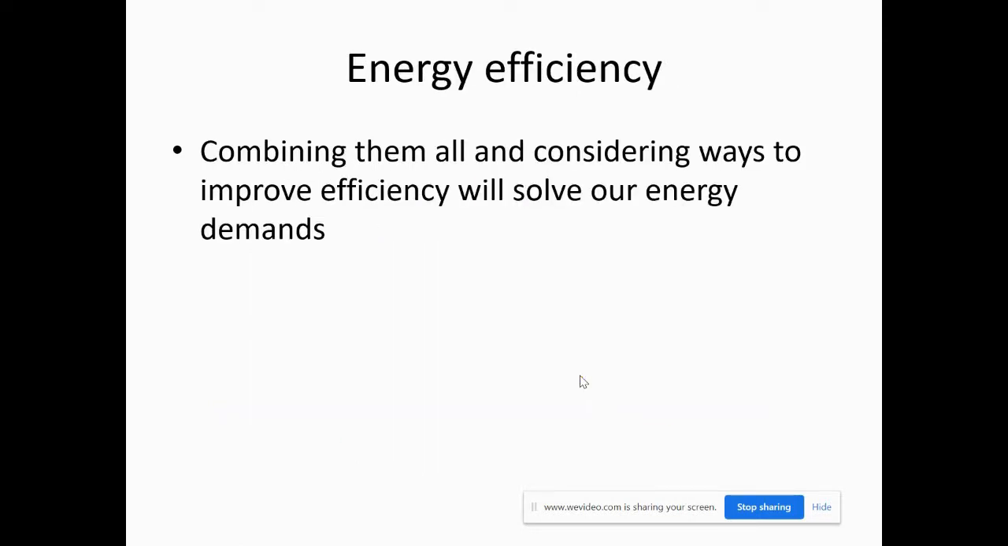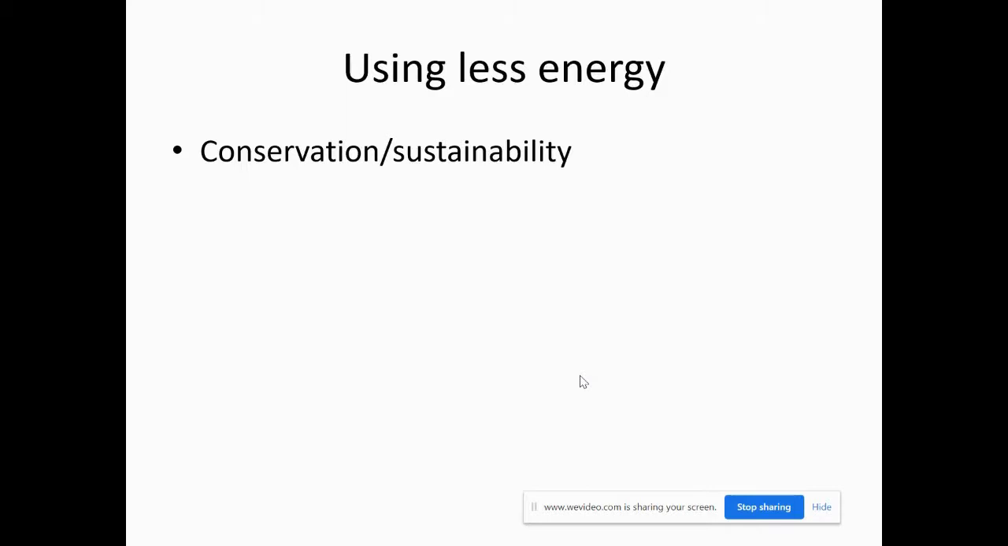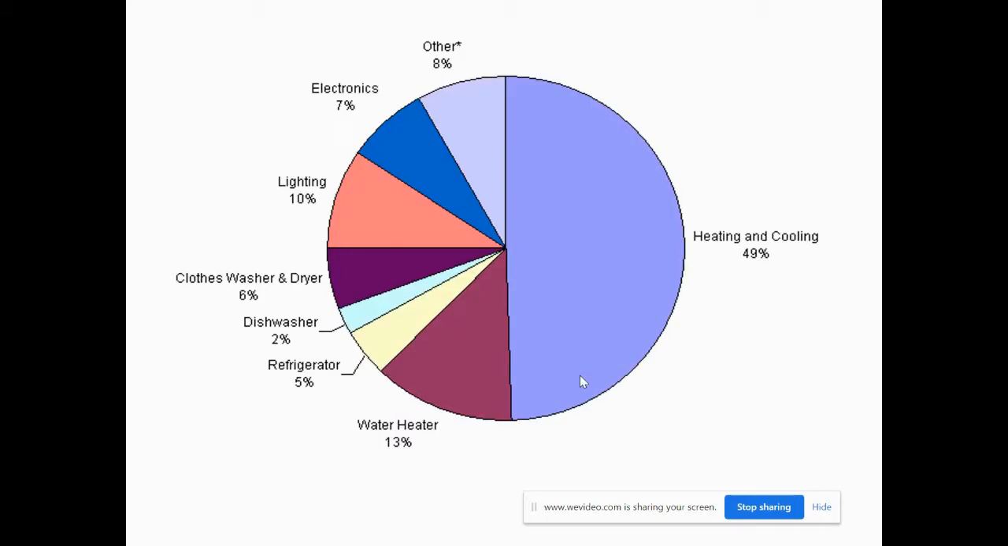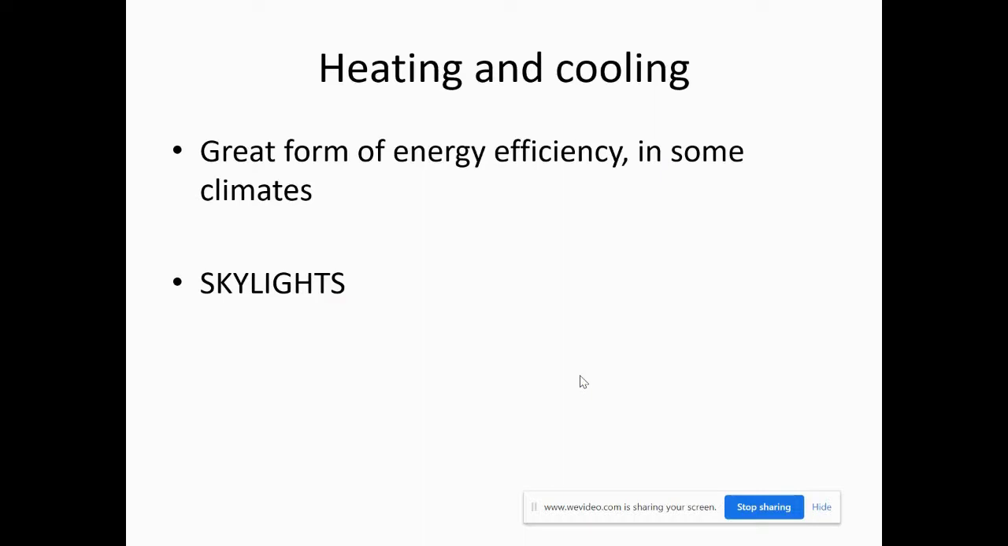Other things to look at are improving energy efficiency or using less energy. So remember, this is general heating and cooling. One of the best things you can do to your home is improve energy efficiency. Great forms of energy efficiency in some climates are putting in skylights, as long as they open and as long as you don't get heavy snow or you have trees overhead in the winter.